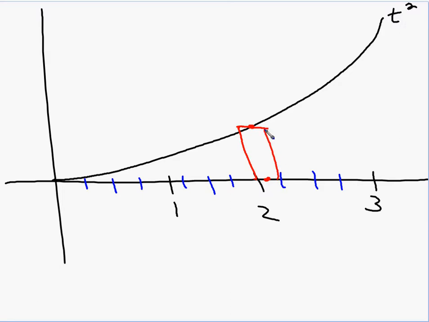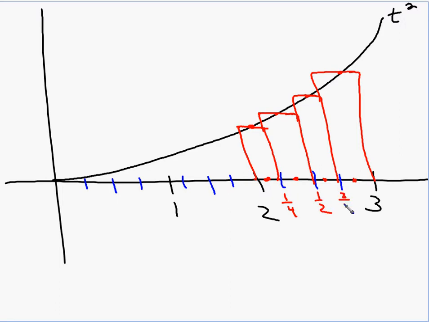Like that. And I'm going to do that for all of these intervals. I'm going to come up here, draw a rectangle, bring it down to that point. Put it up there, draw a rectangle, come down to that point. Come halfway, just like that. So my intervals here, this is 2 and a fourth, this is 2 and a half, this is 2 and 3/4, and that's 3.